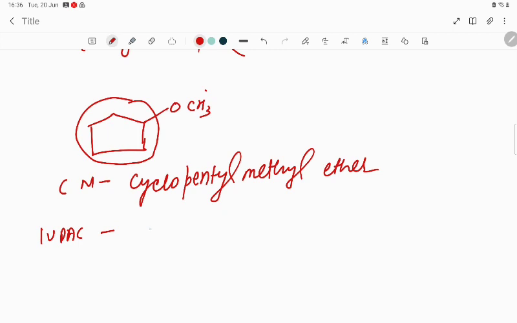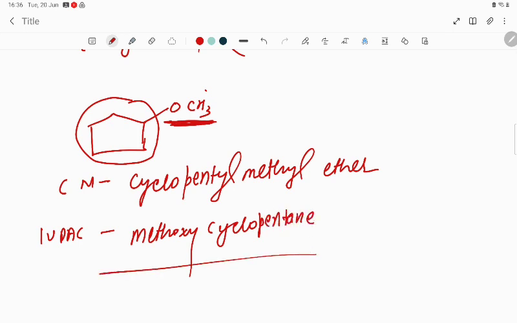Now we need to understand IUPAC also. What is the IUPAC? We have to write the one with fewer carbons, M, first. What root will be there? Methoxy. This will be cyclopentane, so methoxycyclopentane. Let me go with another example.